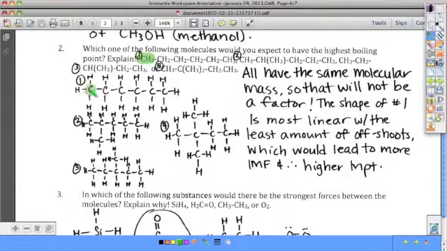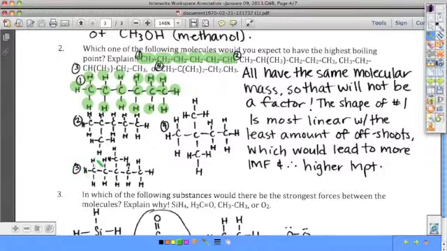So I start out with a carbon that's bonded to 3 hydrogens. And then that is bonded to a CH2, carbon with 2 hydrogens on it, followed by another CH2, and another CH2, and then we're ending the whole thing with a CH3. So that's a very nice linear one.